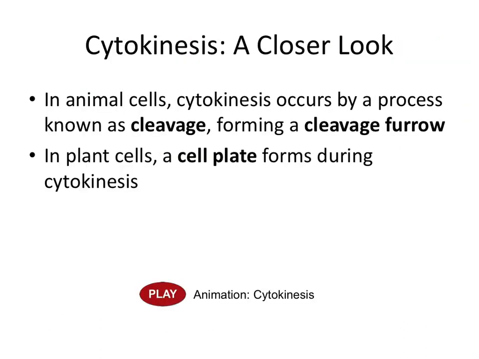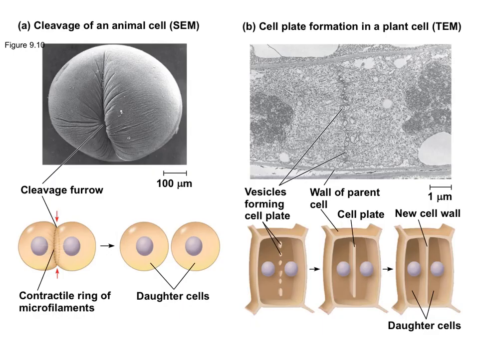Then let's talk specifically about cytokinesis. In animal cells, cytokinesis occurs by a process known as cleavage, forming a cleavage furrow. And in plant cells, we get what's called a cell plate. This is the cleavage furrow, just a little pinching off of the cytoplasm. There's actually a little contraction happening there with a special kind of fiber that I'll show you in a second. I just think this looks really cool.